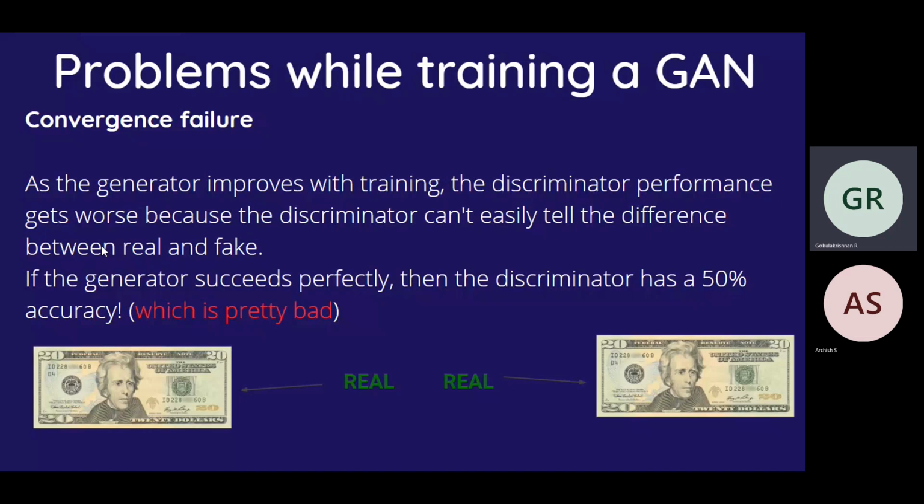So after this point, the quality of fakes starts deteriorating, right? And that's the reason why we stop training after you see a reasonable quality of fake image.